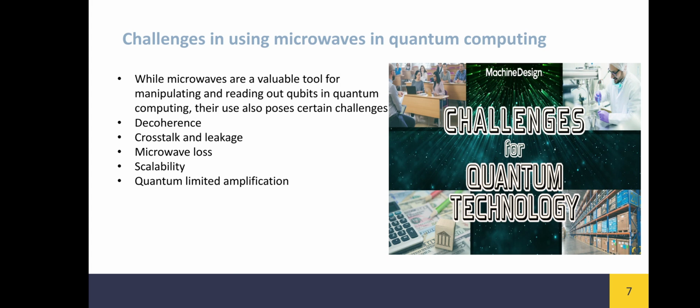Quantum chemistry and material sciences. The simulation of molecular systems and complex materials is an area where quantum computing with microwaves can have a significant effect. Quantum optimization and simulation. Quantum computing has the potential to revolutionize optimization problems in various industries such as logistics, finance, and supply chain management.